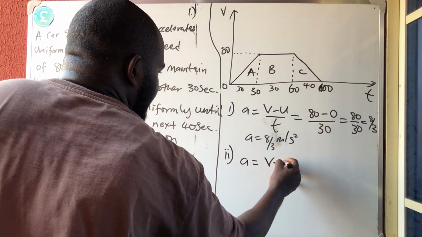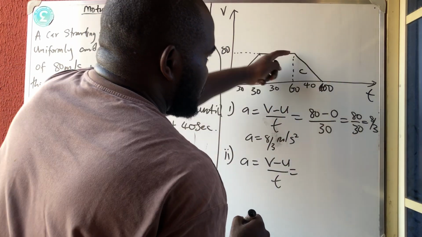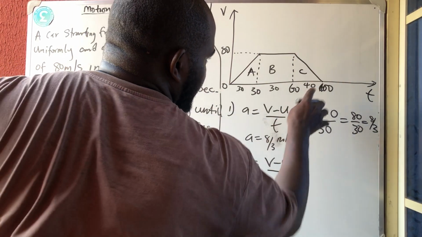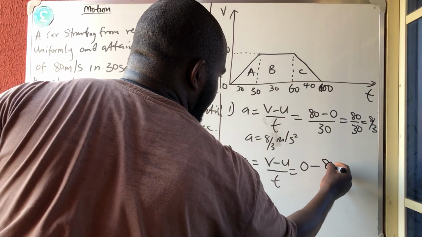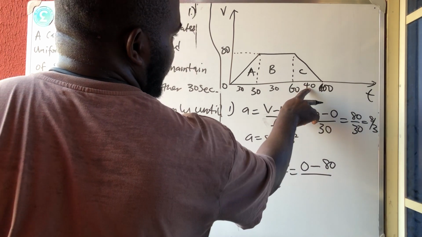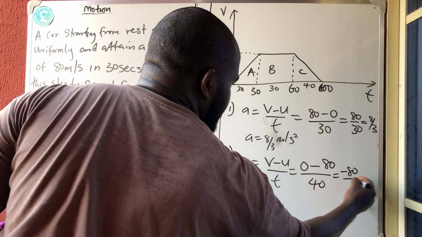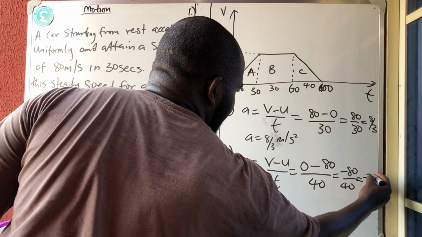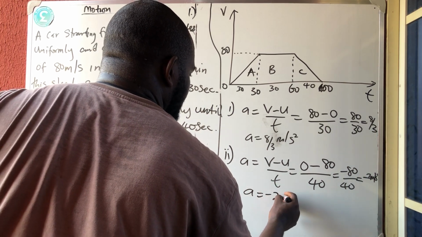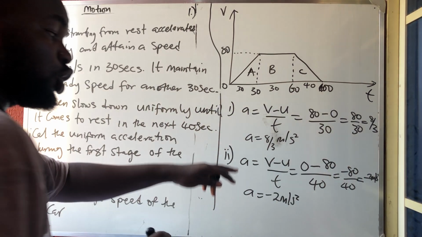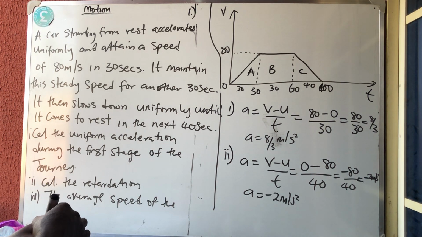The next one says retardation. Retardation is what? V minus U over T, which is my final velocity is now 0 because the thing from here came down to rest. So the final velocity is 0. Initial velocity is now that 80 where it started from, all over the time there, which is 40. So what do I have now? Minus 80 over 40, which is what? Minus 2 meter per second square. So the retardation is 2 meter per second square, but the minus shows that it is retardation that you are calculating.